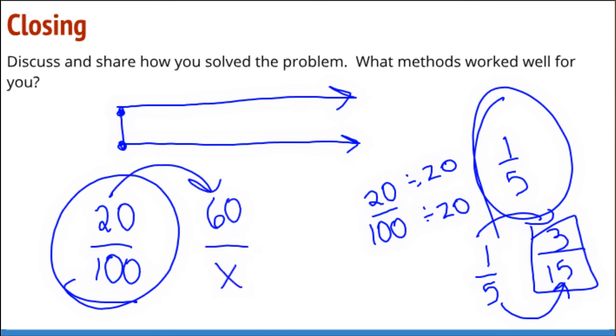And we could just scale directly. We just knew we had to multiply by 3. 300.